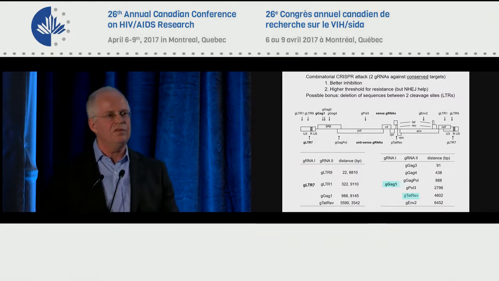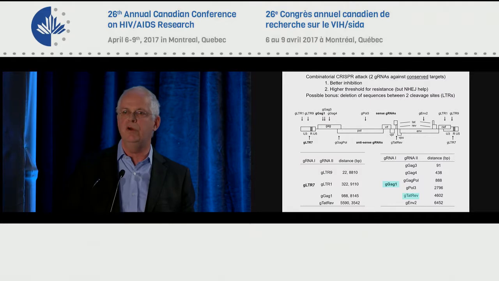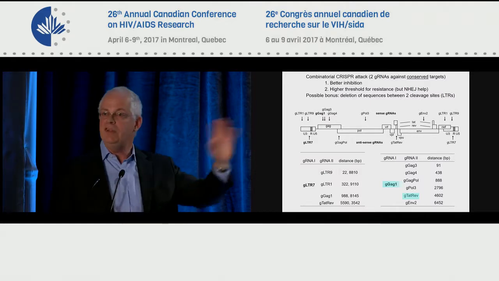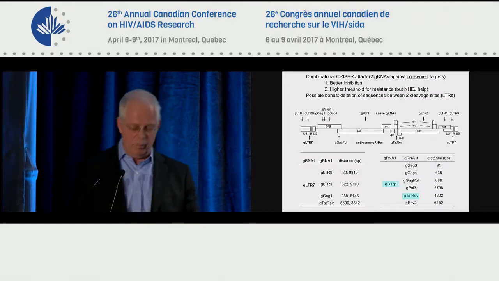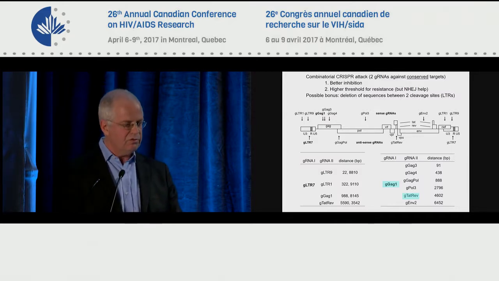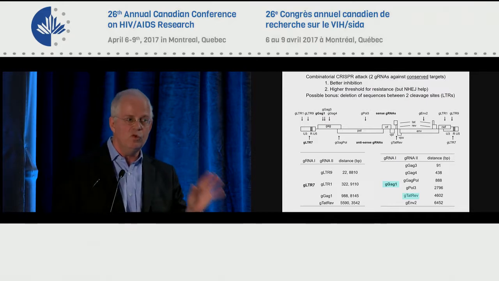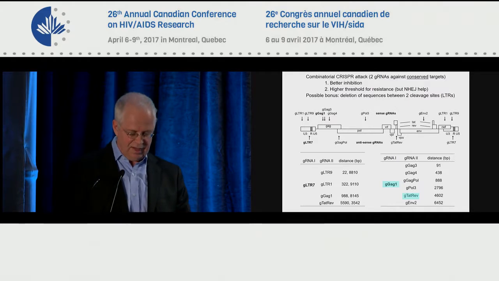Okay, virus escapes. Next step, obvious next step, is to think of a combinatorial approach. So we had all these inhibitors, so we started making many combinations, and I think we have around 10 combinations or so in total, and they are either based on gLTR7 with a second one, or it's based on gGAG1, which is here, and then in combination with others. 10 combinations of 2 guide RNAs for a combined attack.